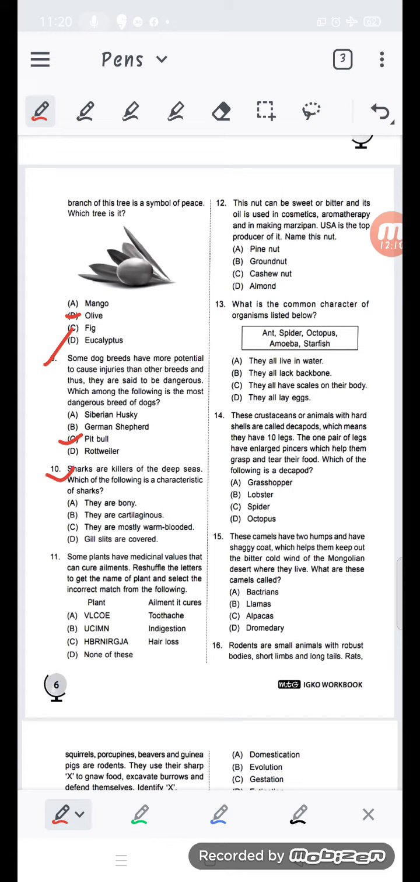Sharks are killers of the deep seas. We know that sharks are very dangerous, they kill. Which of the following is a characteristic of sharks? They are bony, they are cartilaginous, they are mostly warm-blooded, the gills are covered. So, the correct answer: they are cartilaginous, okay?